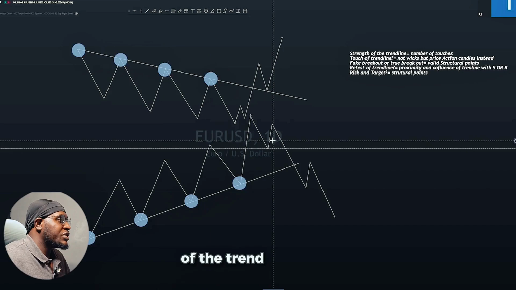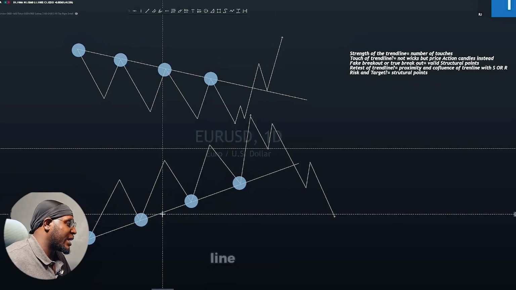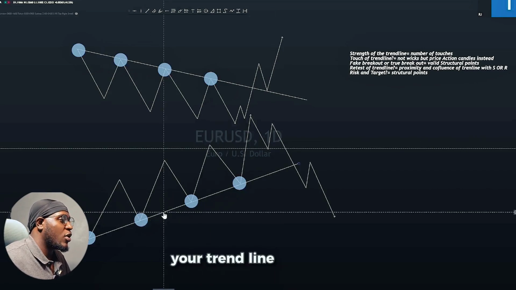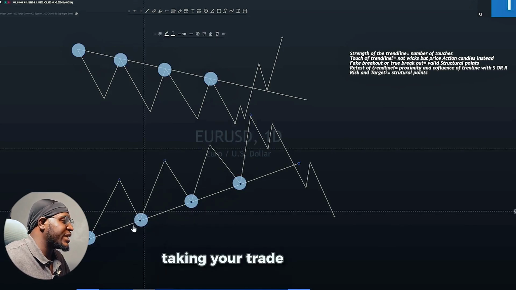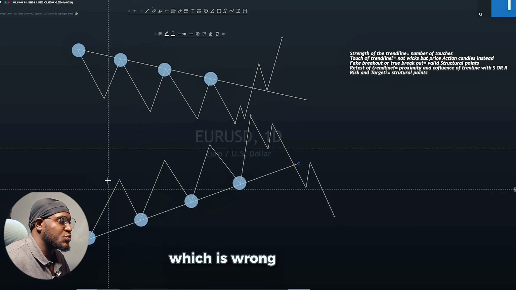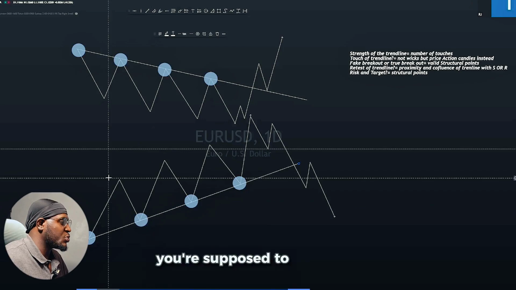Now, for the touch of the trend line, or to draw the trend line, are you supposed to be drawing your trend line based off wicks, or are you supposed to be taking your trade based off a bounce, which is wrong? You're not supposed to be doing that. You're supposed to be paying attention to price action candles.